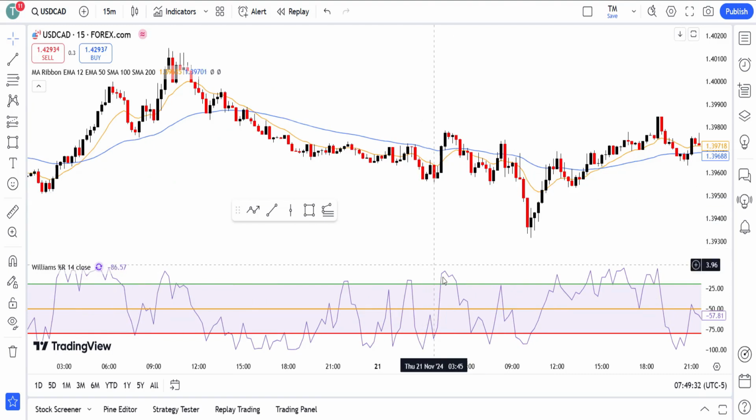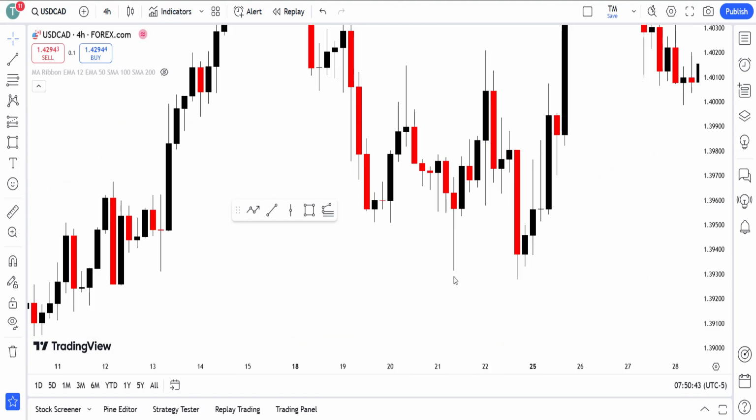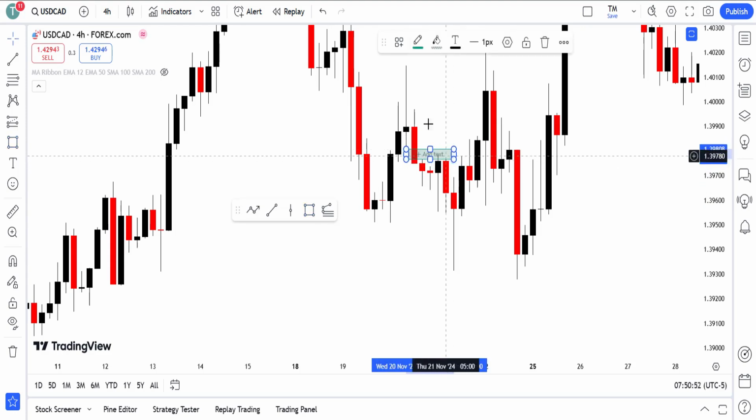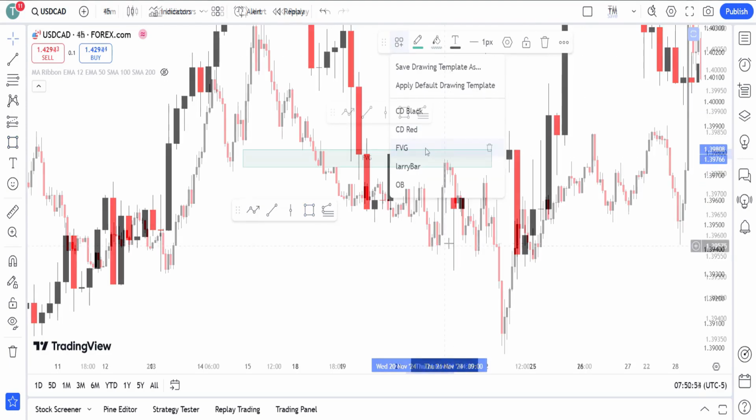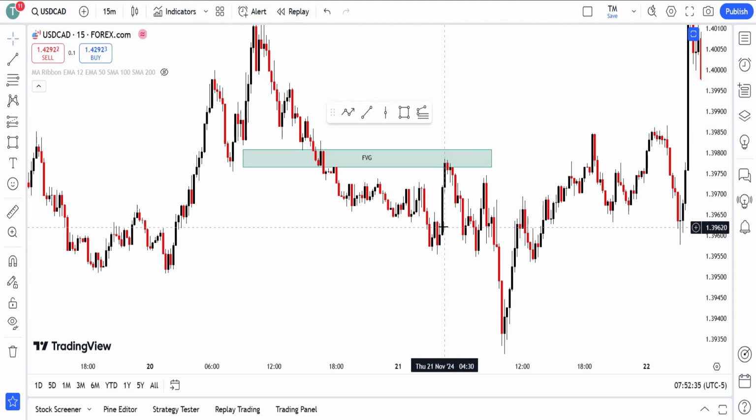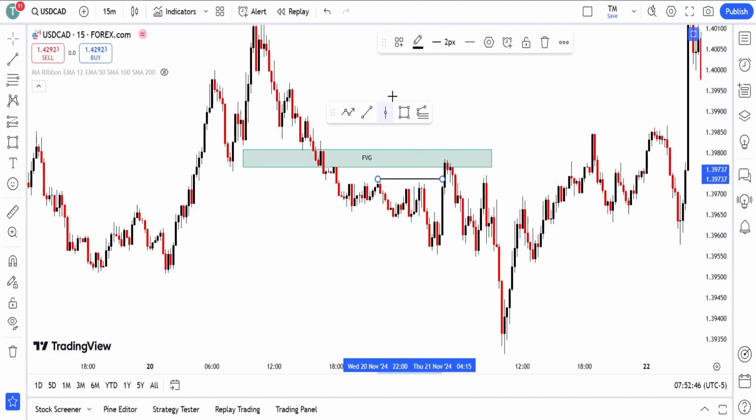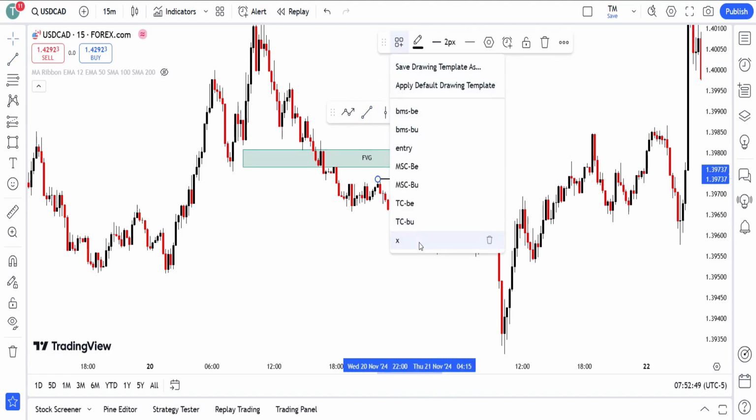Step 2. Identify fair value gaps, FVG, on the 4-hour chart. On the 4-hour chart, we found an FVG highlighting a zone where price was likely to pull back before continuing downward. Step 3. Analyze liquidity zones on the 1-hour or 15-minute chart. Zooming into the 15-minute chart, we observed price taking out a short-term high, trapping buyers. This liquidity grab is a strong signal that the market is preparing to reverse downward.